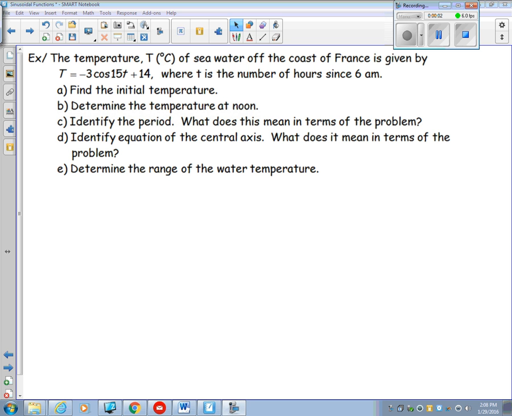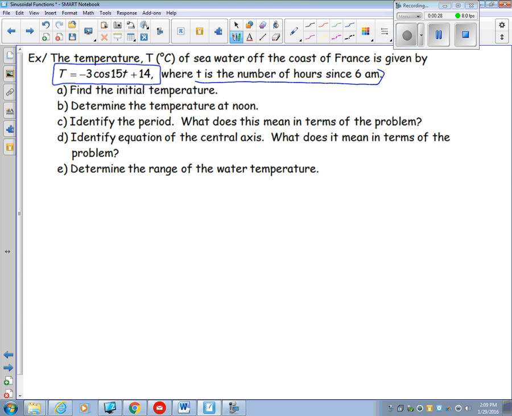Okay, so we take a look at page 3. It's some examples of how we can actually use these sinusoidal functions. If we take a look at the first one here, we've got the temperature of water off the coast of France, given by this equation. This equation is a cosine, which means it's going to be a periodic function. It's going to look like a wave that goes up and down according to the variety of numbers we have in it, the 3, the 15, the 14. There've been some transformations. And our key here is that t is the number of hours since 6 a.m. That's our starting point.